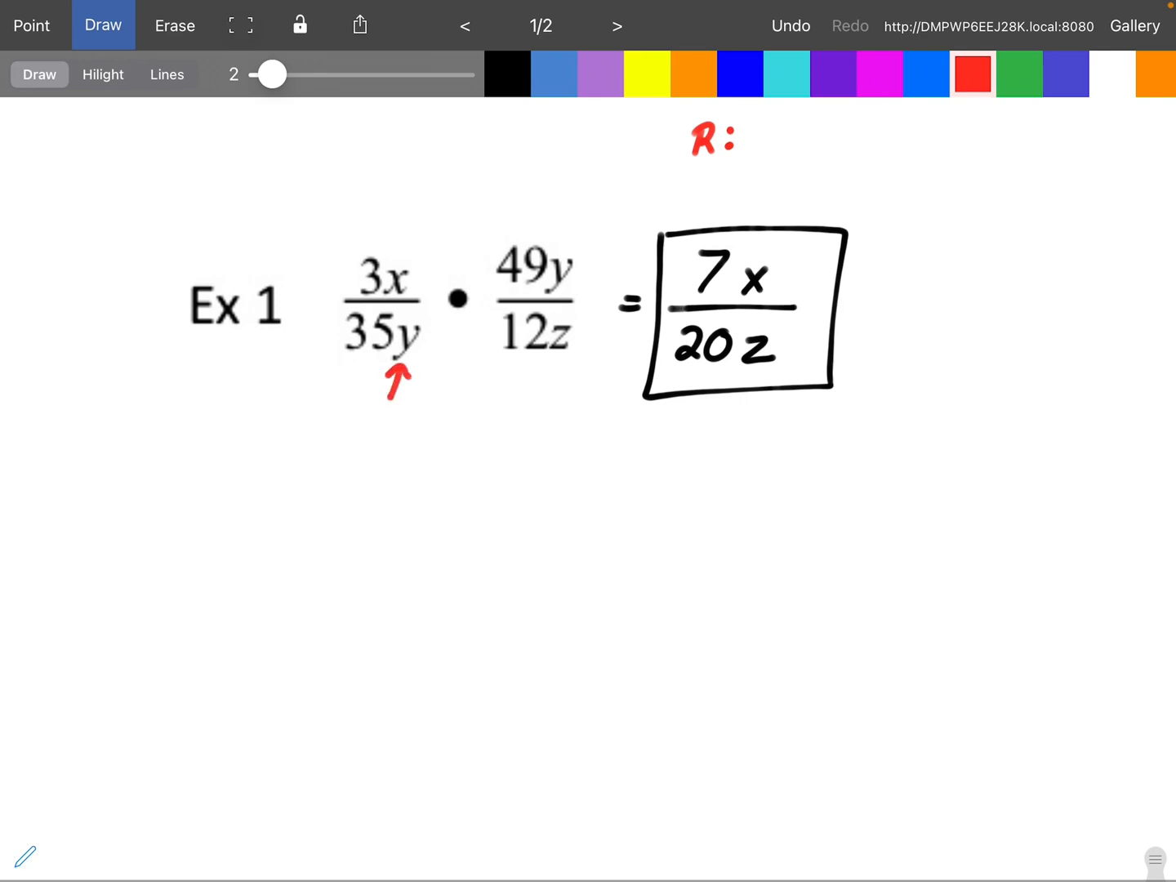So my first variable in the denominator is y. Well, if y was 0, then this entire denominator would equal 0, and we can't have that. So y cannot equal 0. Then in the second fraction, I have a z in the denominator. If that z was 0, then this entire denominator would equal 0, and we can't have that happen. So that tells me that z also cannot equal 0. And so then those are going to be our restrictions.